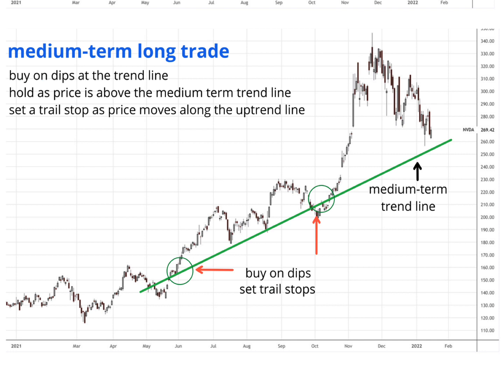In a medium-term long trade, buy on dips at the trend line, hold as price is above the medium-term trend line, and then set a trail stop as price moves along the upper trend line. So again, trail stops move along with the price.